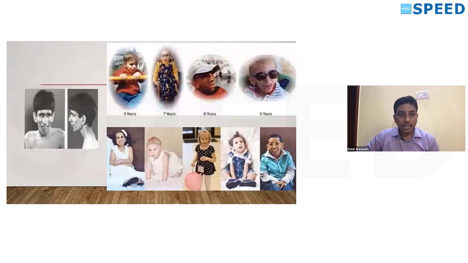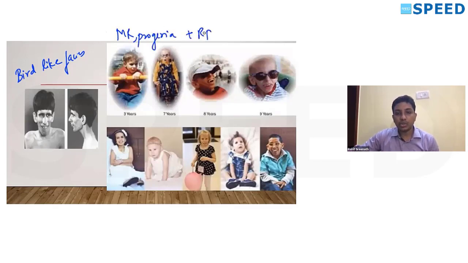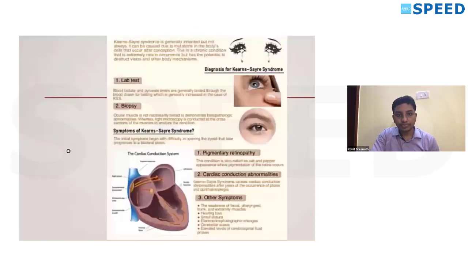Okay. So the next is the typical bird-like facies, mid-craniofacial defects, mental retardation, progeria, along with retinitis pigmentosa. So the diagnosis here is your Cockayne syndrome. Cockayne syndrome is associated with progeria, bird-like facies, mid-craniofacial defects, presence of mental retardation along with RP. So there's early aging in these patients.